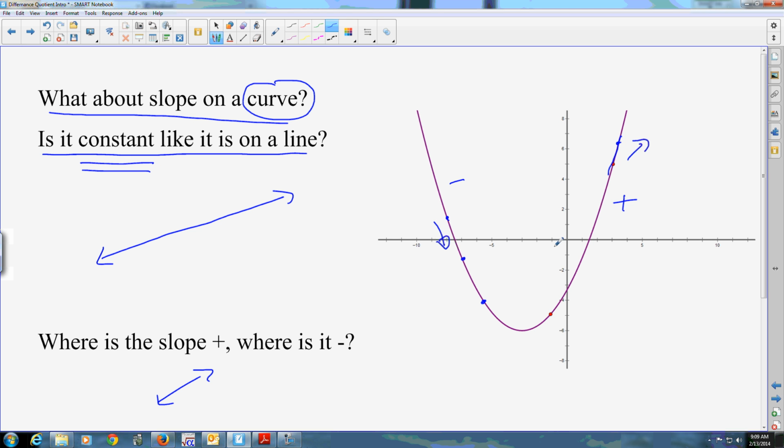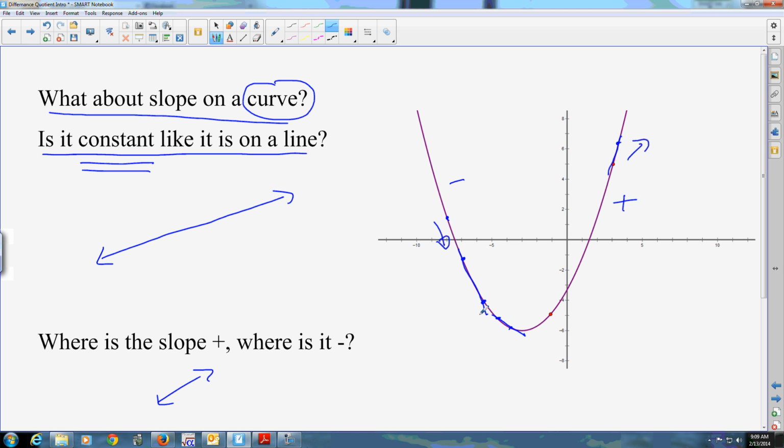The slope is changing. It's also changing as a definition because it's a curve. If the slope was constant, then everywhere on the line you'd have the same slope. But look at this. This one is a different steepness than this one.